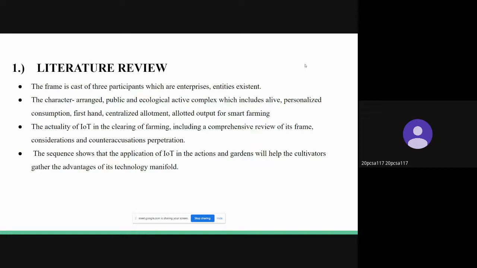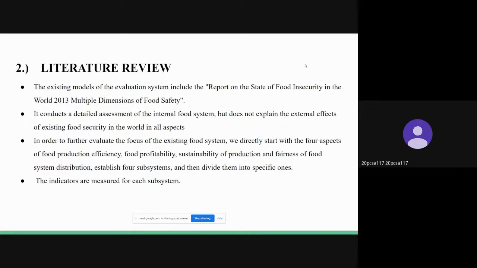So the sequence shows the application of IoT in action when garden systems cultivators gather the advantages of its technology management. So there is a need to develop a sustainable security system that not only focuses on food production but also equally emphasizes the efficiency of food distribution and reducing food wastage.